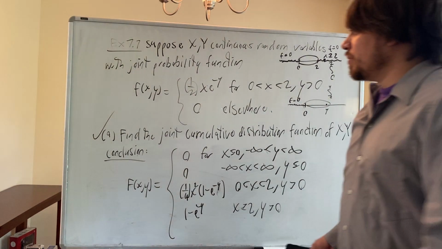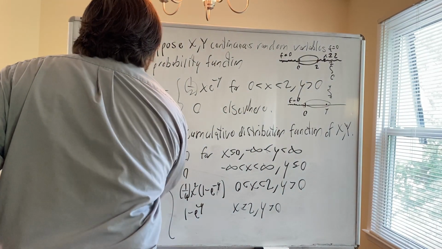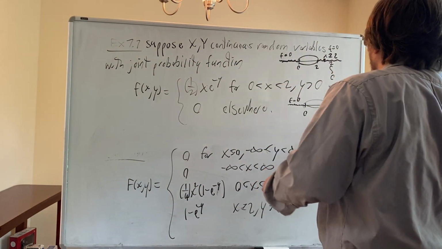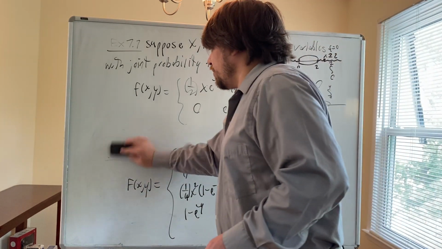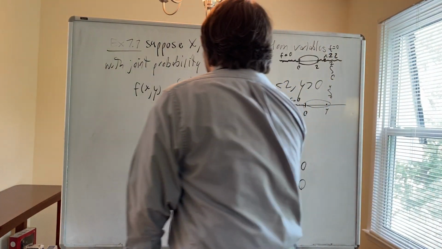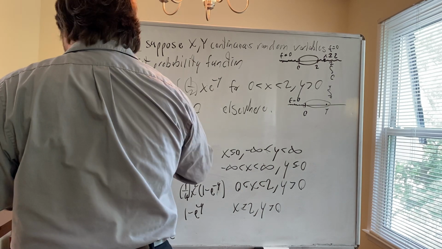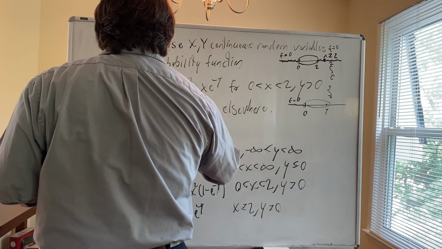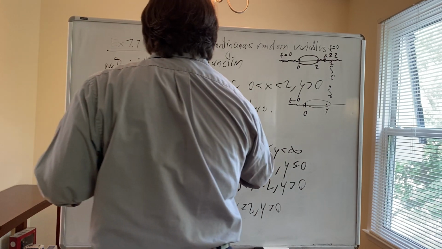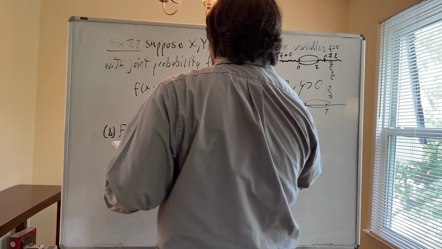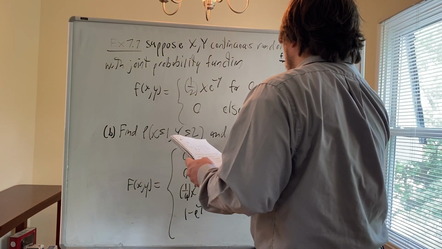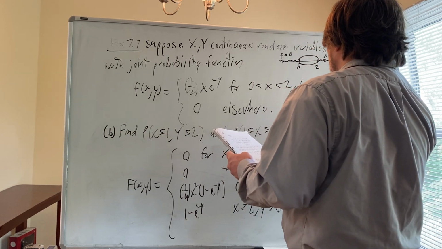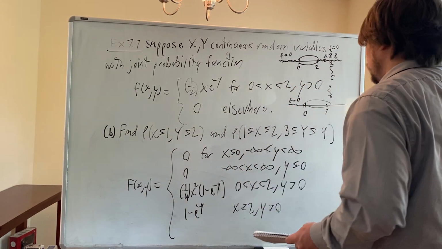So let's go to B, part B of the same question. This is capital F here. For part B, find capital P of x less than or equal to 1, y less than or equal to 2, and P of 1 less than or equal to x less than or equal to 2, 3 less than or equal to y less than or equal to 4.